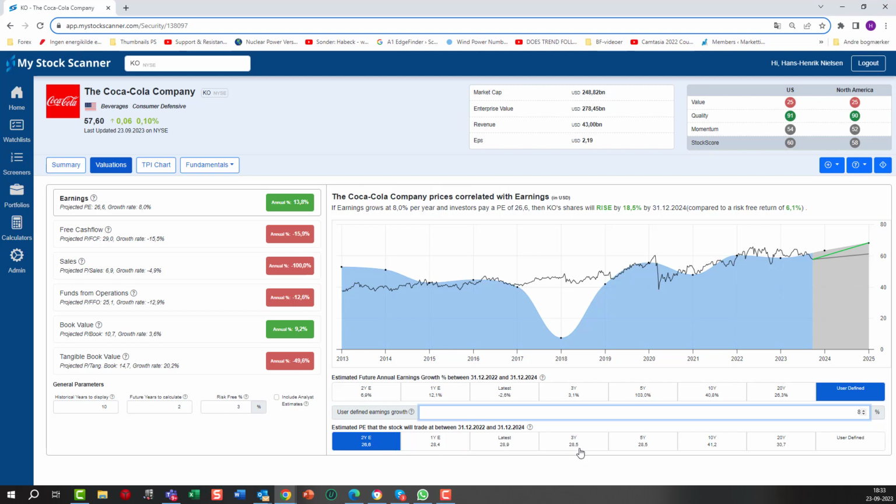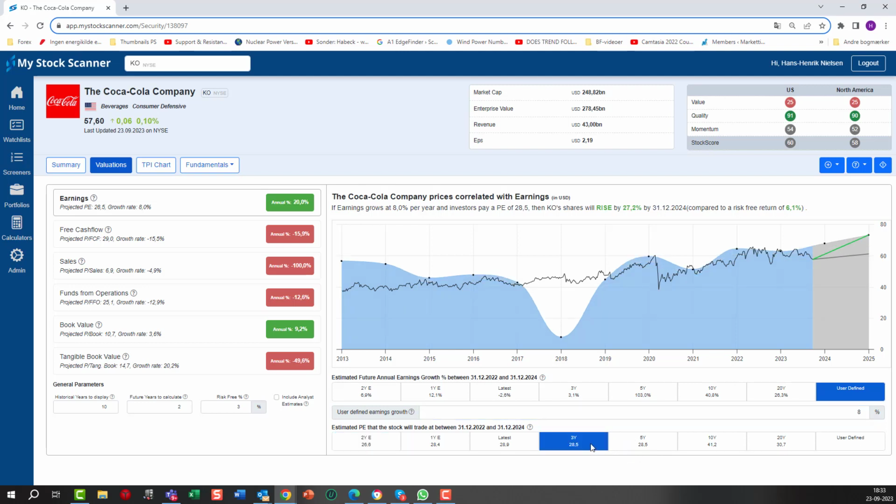But if we want to say we think they can go for the average for the last 3 to 5 years here, we can choose the 28.5. If the investors are willing to pay that, and if Coca-Cola is growing by 8% per year, then over the next 5 quarters, Coca-Cola should go up by 27.2%, giving us 20% per year. Now, this indicates that Coca-Cola right now is actually a decent value stock, I would say.